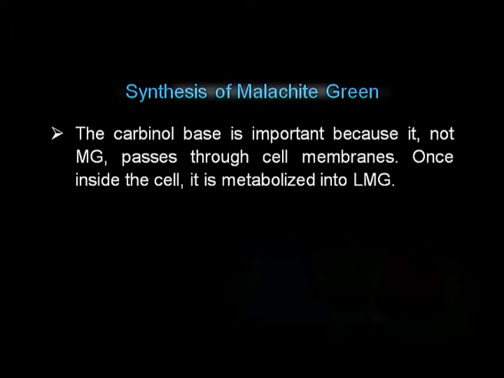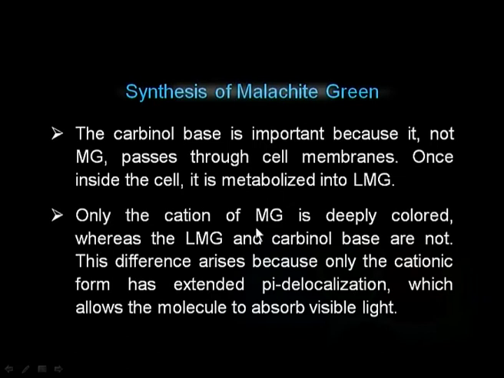The carbinol base is important because it, and not malachite green, passes through the cell membrane. Once inside the cell, it is metabolized into the leucobase of malachite green. Only the cation of malachite green is deeply colored. As we have discussed earlier, the leucobase as well as the carbinol base are both colorless, whereas the cation of malachite green is deeply colored. This difference arises because only the cationic form has extended pi delocalization, which allows the molecule to absorb visible light.